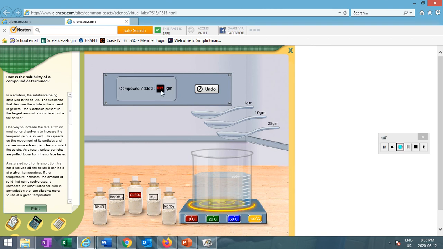So this seems strange. How can it be greater than the amount of water? Well, once you get really hot, then you are forcing it to dissolve more than you would expect, which is indicative of a supersaturated solution.